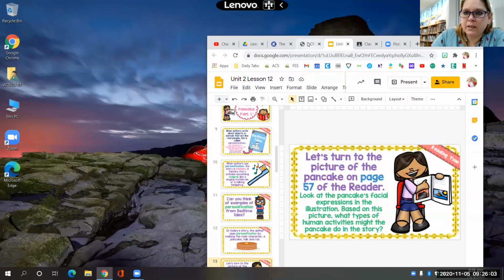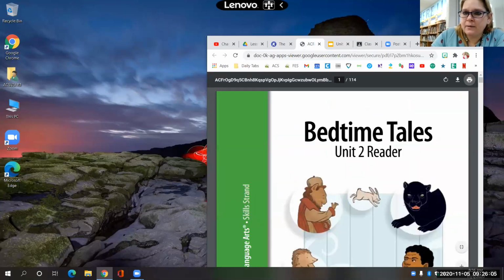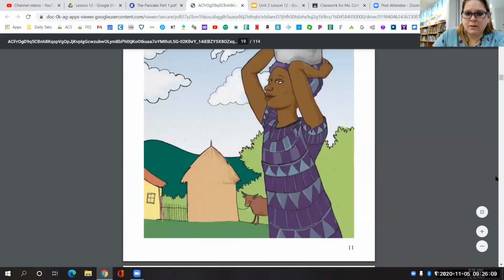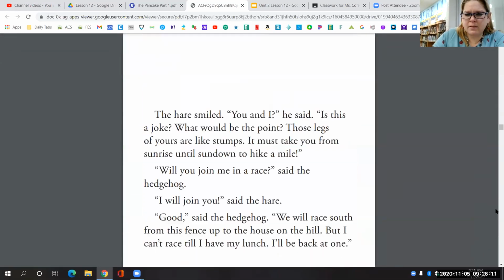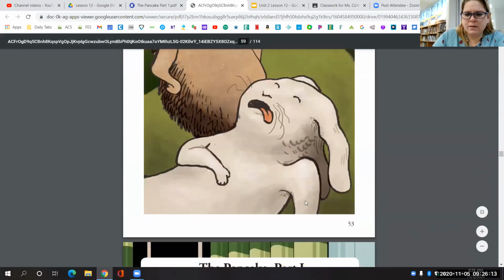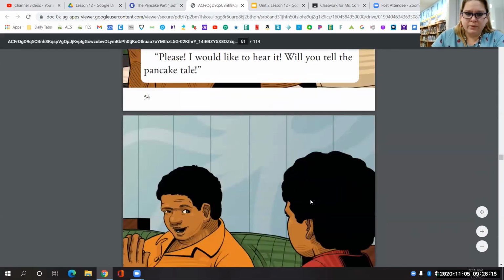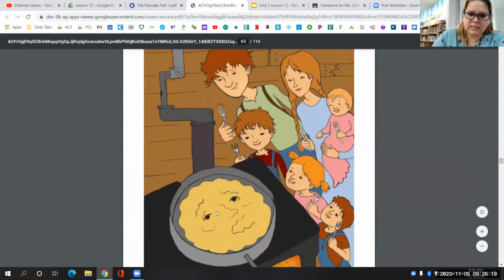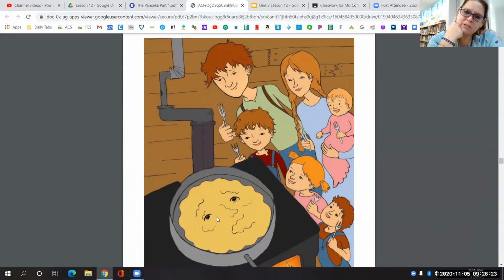So let's look at 57. All right, 54, 55, 56. Okay, so look at his face. Look at those facial expressions. What do you think that pancake is thinking right then?